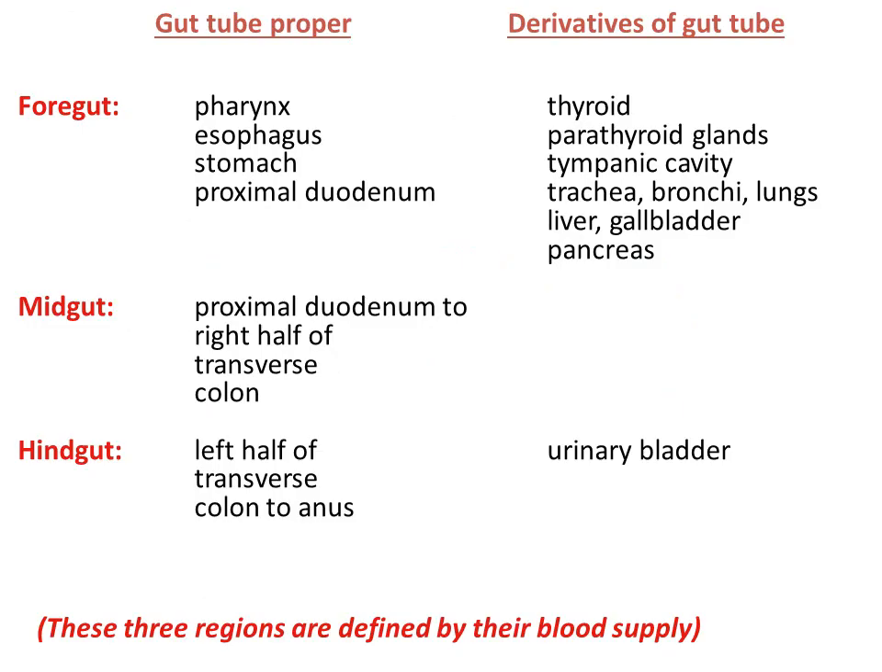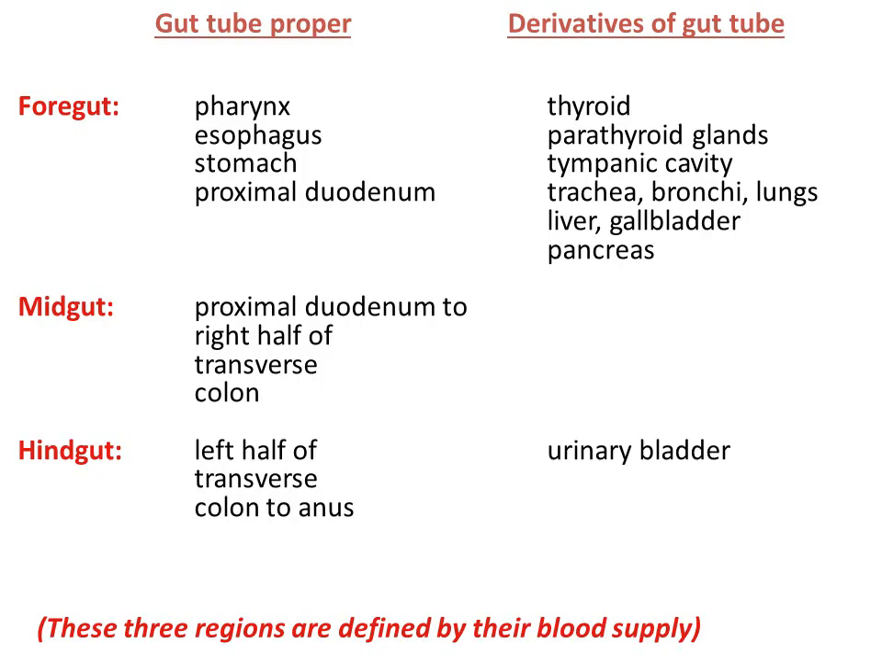Here, the gut tube proper, and derivatives of the gut tube. For the foregut, we have the pharynx, esophagus, stomach, and proximal duodenum. The derivatives of the foregut are the thyroid, parathyroid gland, tympanic cavity, trachea, bronchi, lungs, liver, gallbladder, and pancreas. For the midgut, the gut tube proper runs from the distal duodenum to the right half of the transverse colon, and there are no derivatives. For the hindgut we have the left half of the transverse colon to the anus, and the derivative is the urinary bladder.